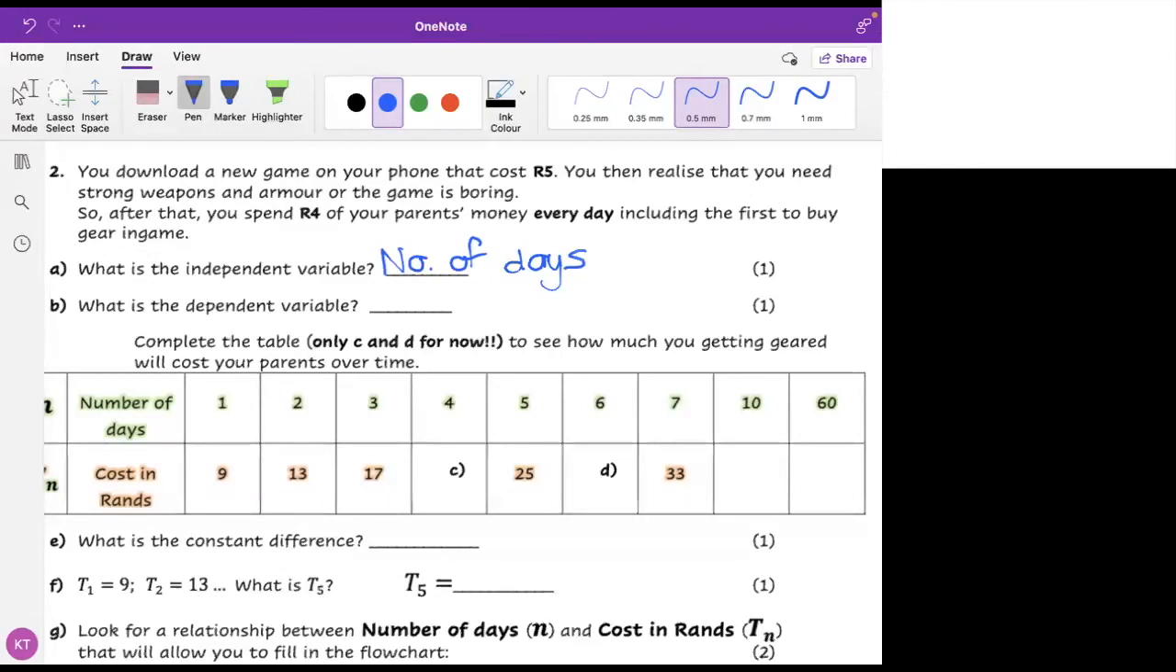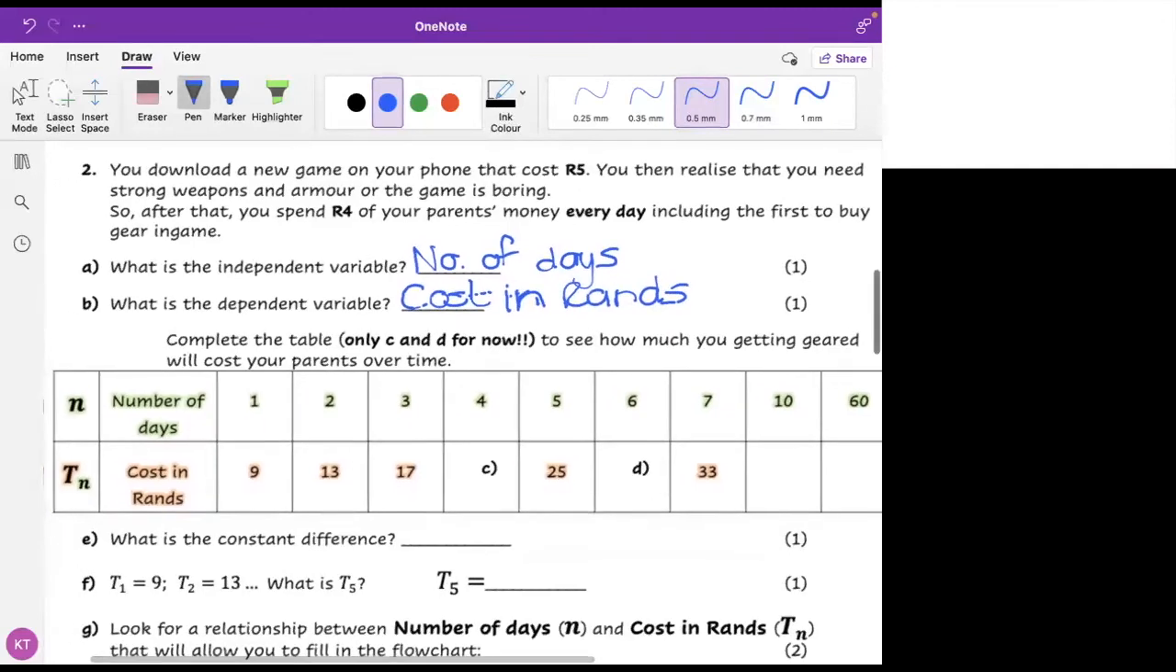What is the dependent variable? So what is changing depending on the number of days we have? What's going to change each time? What's going to change each time is the cost. And because we live in South Africa, we're going to say the cost in rands.